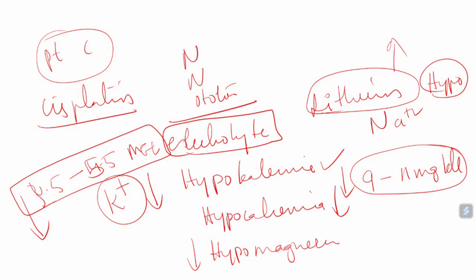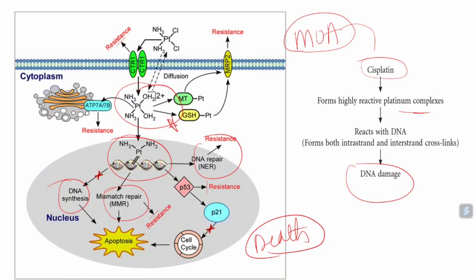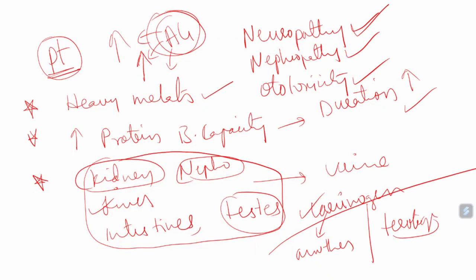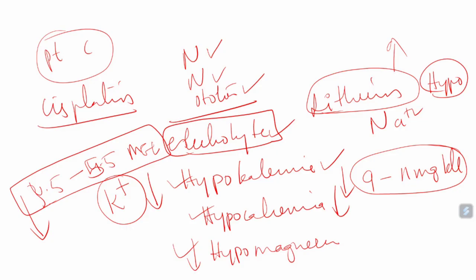So remember, cisplatin causes nephropathy, neuropathy, ototoxicity, electrolyte imbalance, hypokalemia, hypocalcemia, hypomagnesemia. It has good protein binding capacity, plasma binding capacity. So it stays in the body for a long period of time. It is not easily excreted from the body. So these are important points you have to remember about cisplatin, and the mechanism you already know. It forms platinum complexes in the cell. It damages the DNA, and through that it decreases DNA replication. So these are some basic and important points about cisplatin.